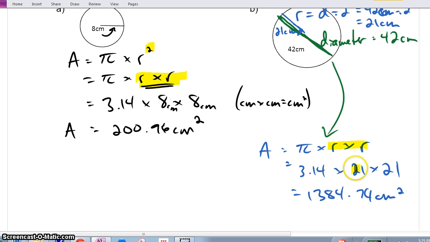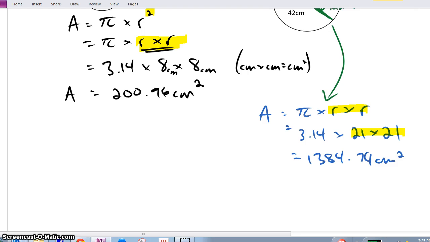So check the math. Make sure you know where these numbers are coming from. Make sure you know how we got from the 42 to the 21, why we're using the 21, and then try it. If you think you understand it, try it, you guys. Good luck.